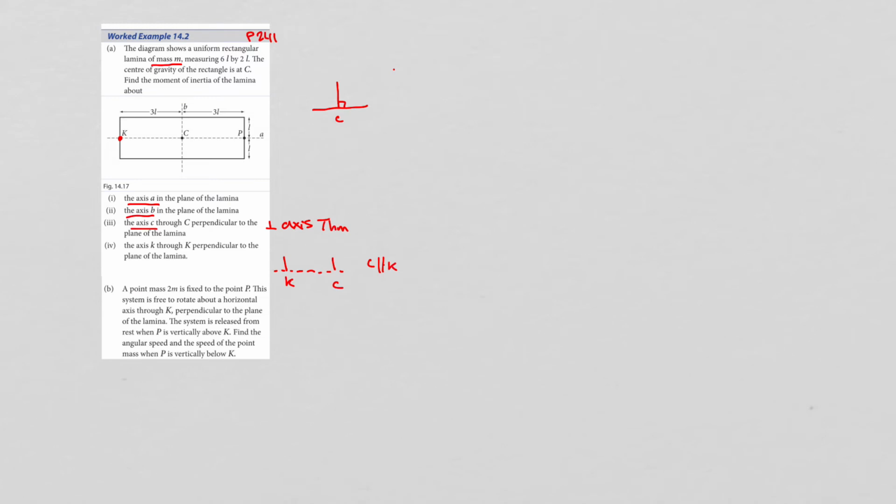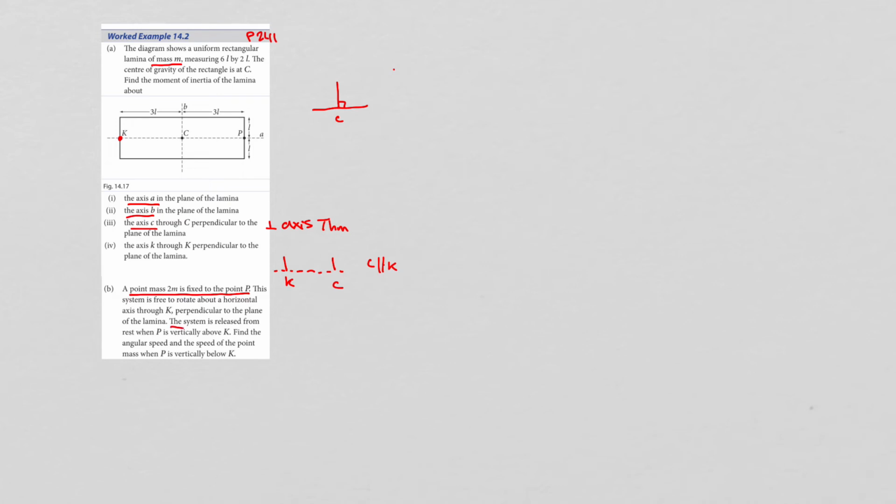In part B then, we're told a point mass is attached at the point P, so the opposite end of the lamina to the axis point, and the system is then free to rotate about a horizontal axis through K. So it's as if you stuck your pencil through the page at K and then released the page, it would rotate in a circular motion. But obviously, if it didn't have enough momentum, it would just oscillate back and forth like a pendulum.